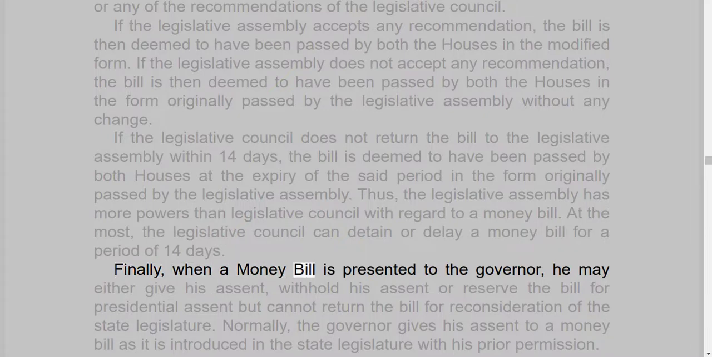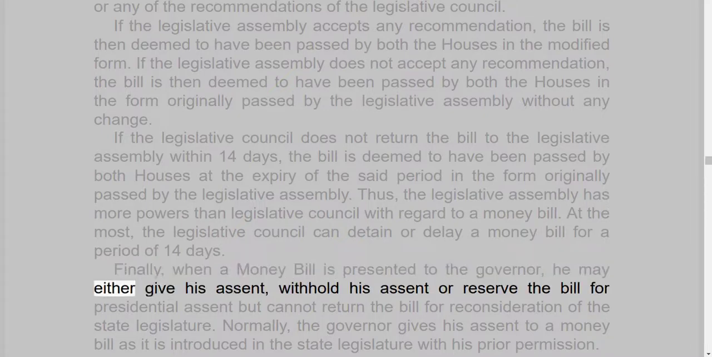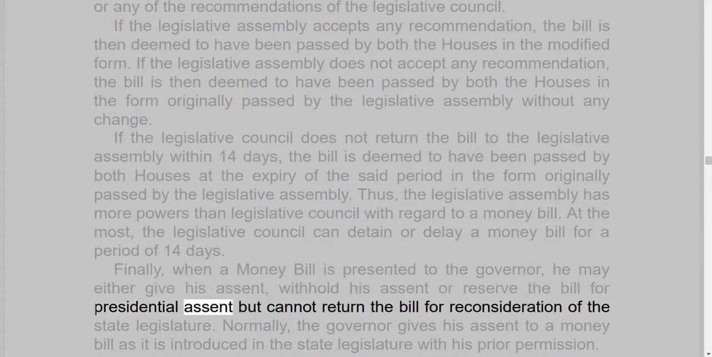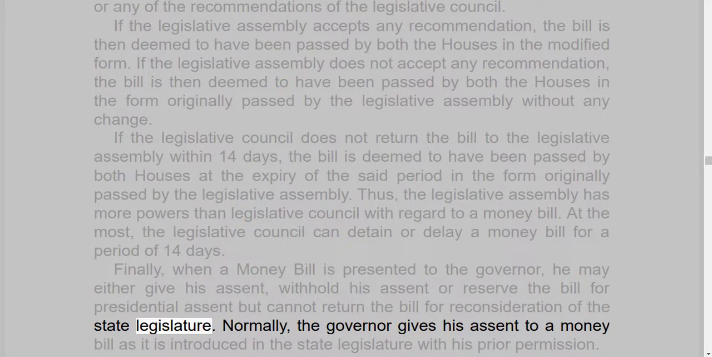Finally, when a money bill is presented to the governor, he may either give his assent, withhold his assent or reserve the bill for presidential assent, but cannot return the bill for reconsideration of the state legislature.